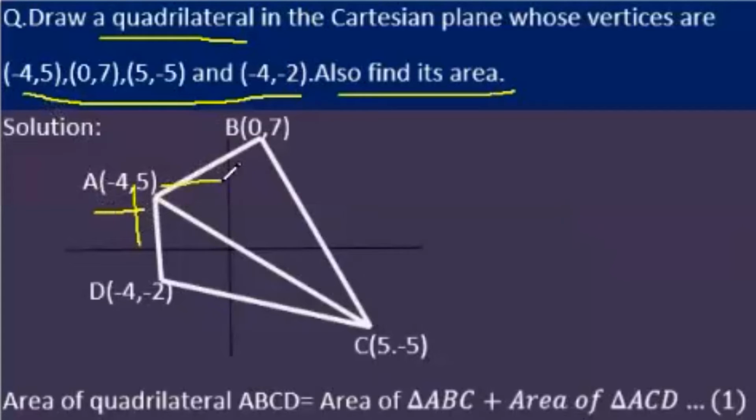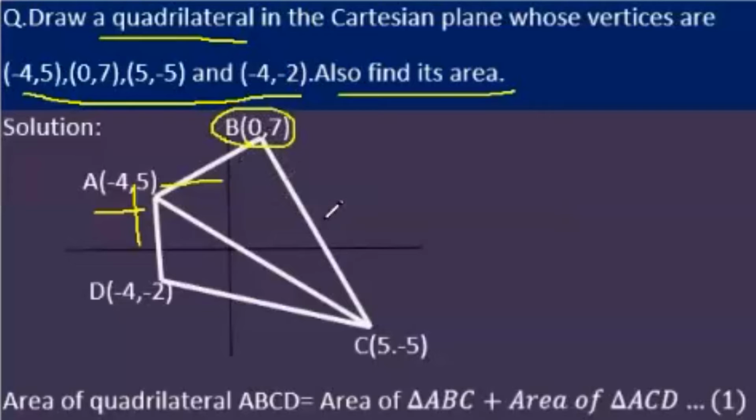Now the second point is (0, 7). You can see that its x coordinate is 0, so you don't have to take anything on the x-axis. Just take 7 on the y-axis. That will give us this point B. So we've got this point B.